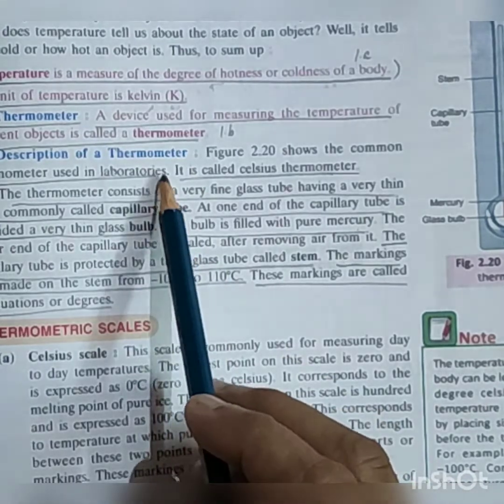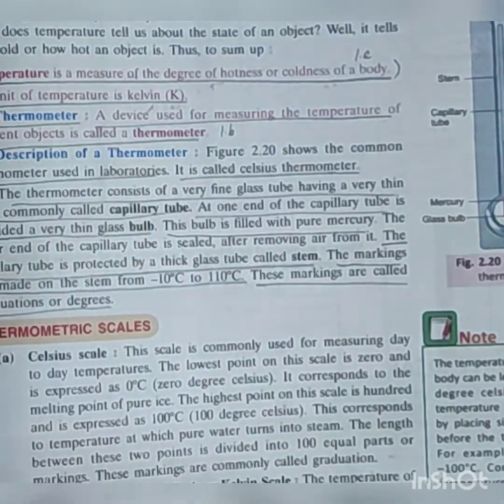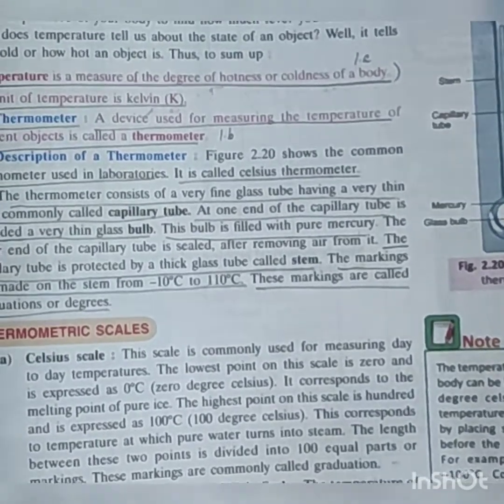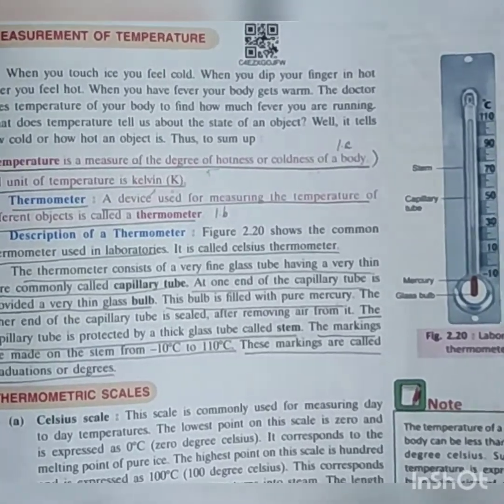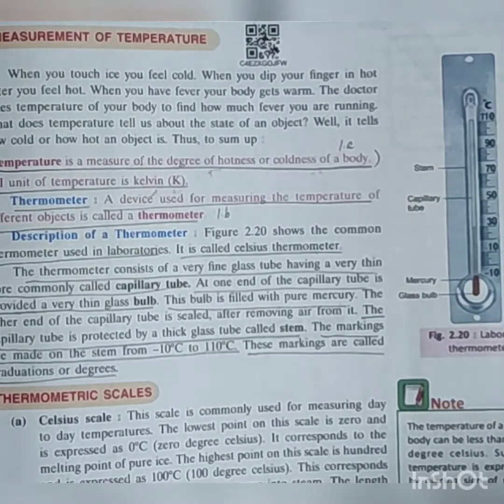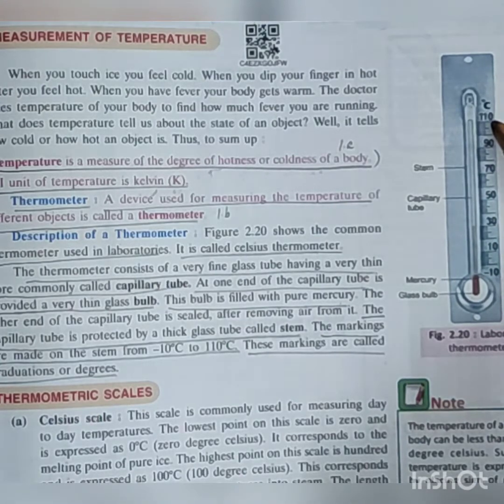Now, in our book, a picture of a thermometer has been given. This page shows a thermometer. It's actually a laboratory thermometer. What things are there? Inside there's a liquid, this is mercury. There's a glass bulb. The temperature indication is given, from -10 to 110 degrees Celsius. So it's measured in Celsius. There's a capillary tube. So this is a laboratory thermometer.